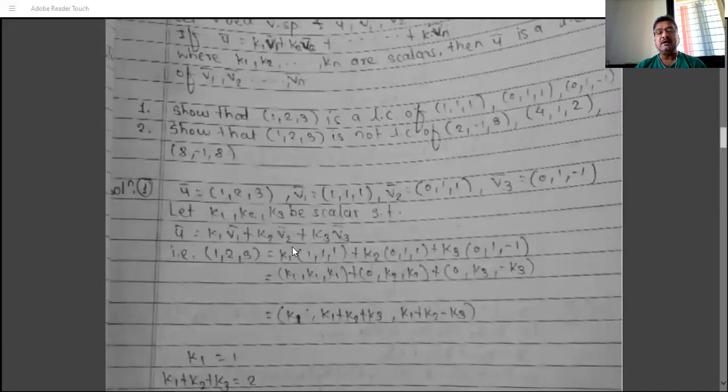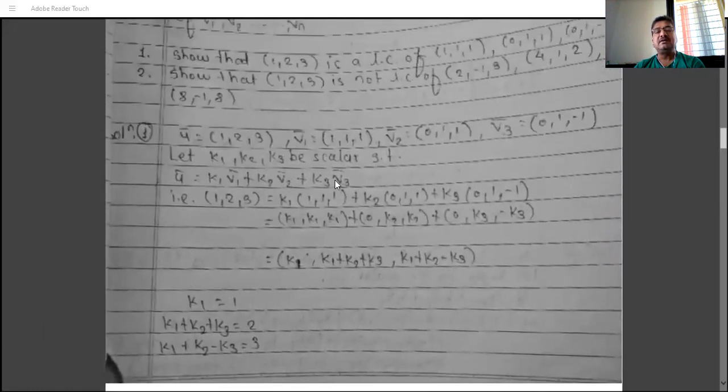Augmented matrix. We write the augmented matrix. So already we have seen the systems in the first chapter. That is, either the systems are consistent or the systems are inconsistent. And this is a non-homogeneous system. It may be inconsistent. So if the system is inconsistent, it means K1, K2, K3 do not exist, and in that case we say this vector, U bar, is not a linear combination of V1, V2, V3.